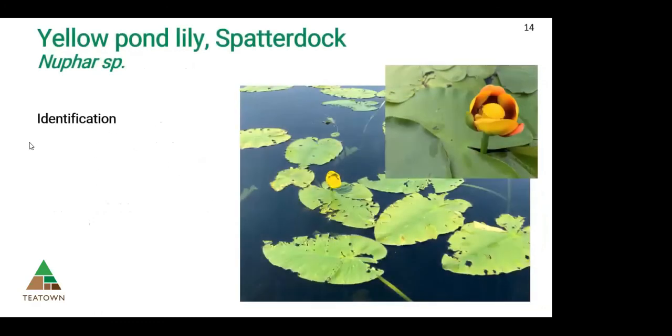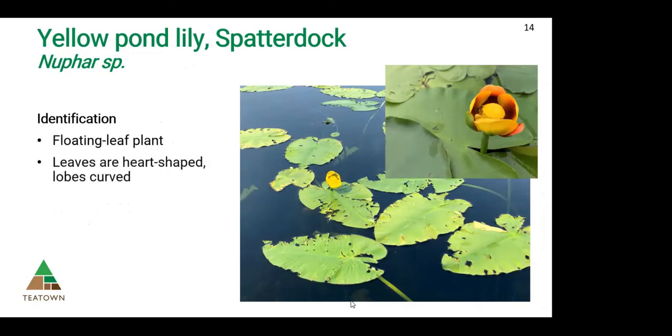All right, and this next one, it's got a very similar habitat and ecology to white water lily, so I'm just going to go over identification. This is the Nuphar genus. So this is yellow pond lily, spatterdock, I think cow lily is another name. There are a few species. It's a floating leaf plant. The leaves are heart-shaped and very large, almost like an elephant ear.